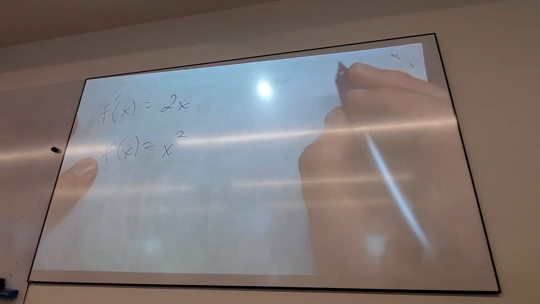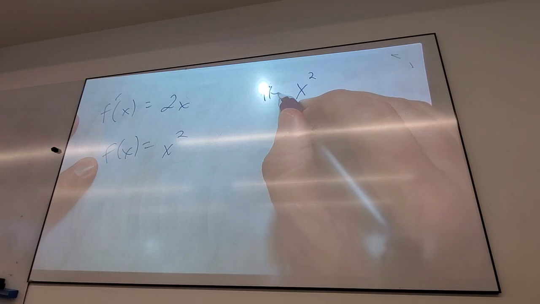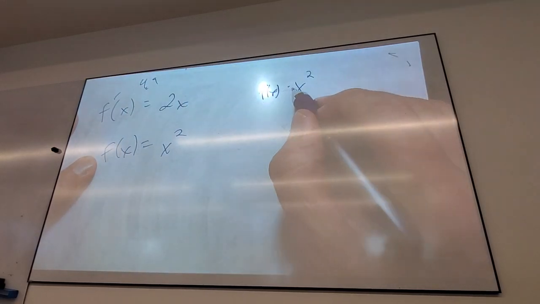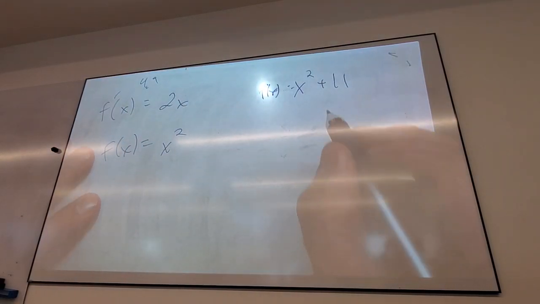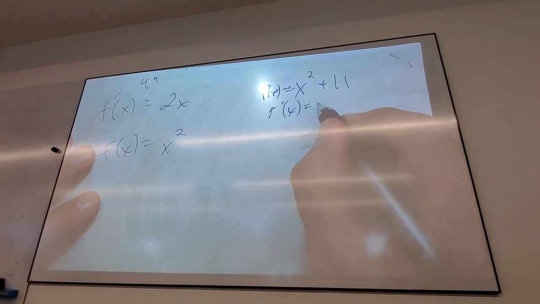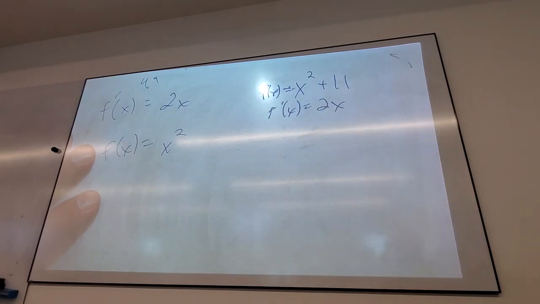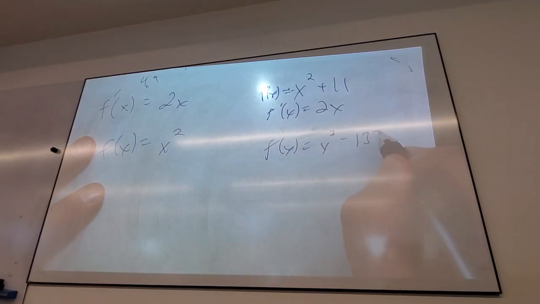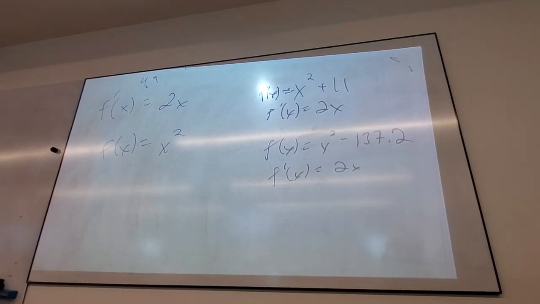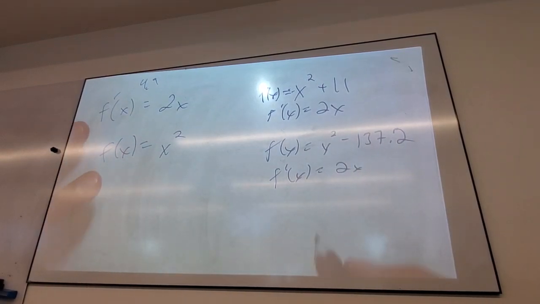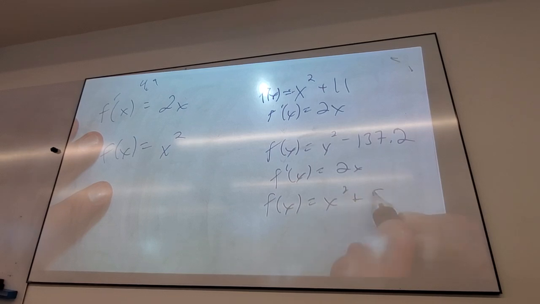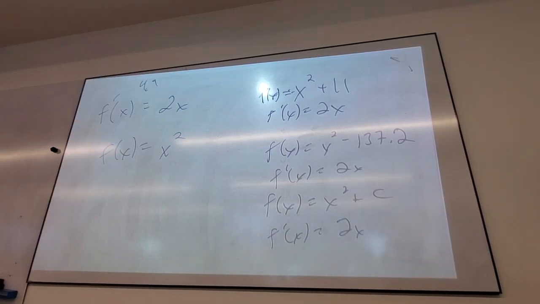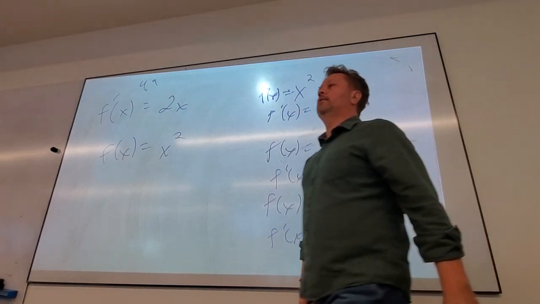This is 4-9. If f of x is x squared plus 11, what's f prime? 2x. If f of x was x squared minus 137.2, what is f prime? 2x. You guys got it with me? So if f of x is x squared plus any constant, what's f prime? 2x plus a constant? No. The derivative of any constant is 0.